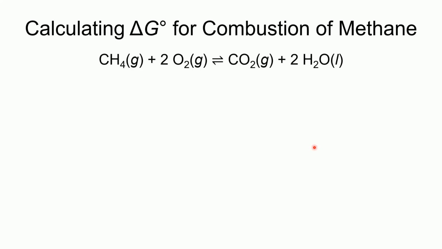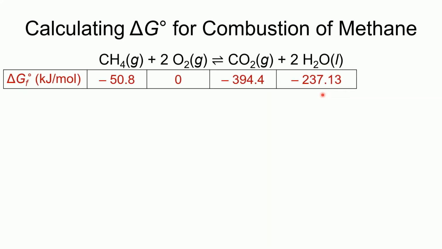So let's do the combustion of methane. We'll determine the delta G value for the combustion of methane at 25 degrees Celsius. So there's methane plus oxygen gives us carbon dioxide and water. And you'll notice the water here is in the liquid phase. If we put it in gas phase, we would get a slightly different number. So here are the Gibbs free energies of formation for each of these.